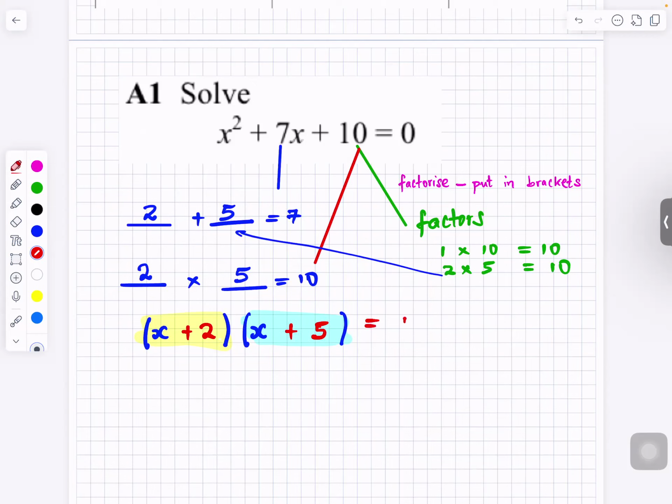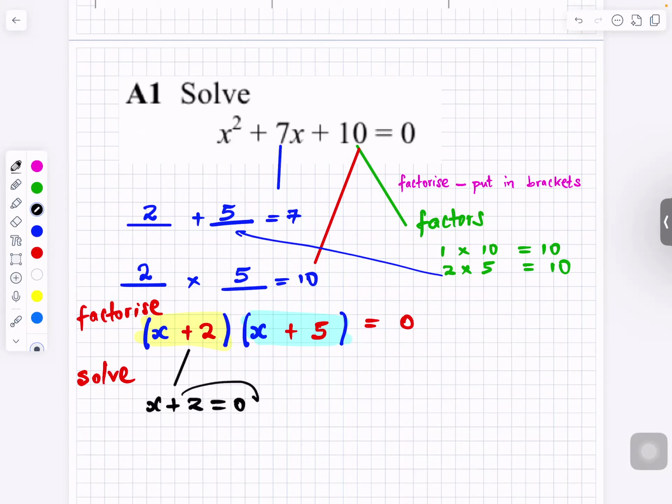Remember, this is still equal to 0. So this is what factorize means. Now you need to do the solve. Here you have just done factorize. Factorize, you put it in brackets. Now to solve it, solve this first one. You write x plus 2 is equal to 0.